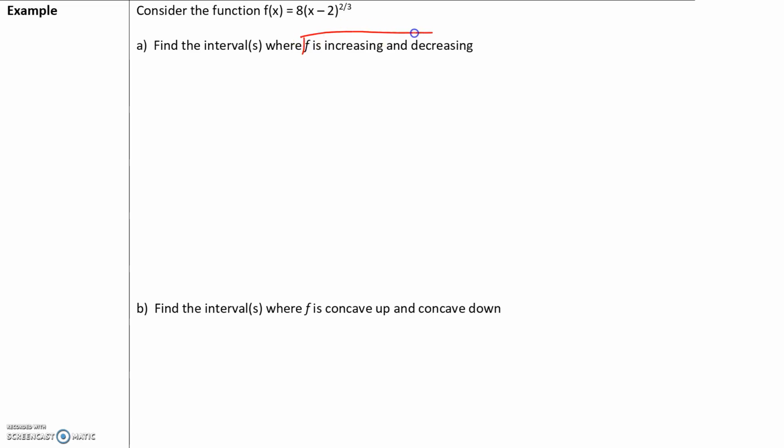So by now, we should hopefully know that when we're looking at intervals of increasing and decreasing, we need to examine the first derivative. And more specifically, we need to start with the critical values. These are when the first derivative is equal to 0 or when the first derivative is undefined. Because these are your turning points, where the function goes from being increasing to decreasing. So let's find the first derivative.